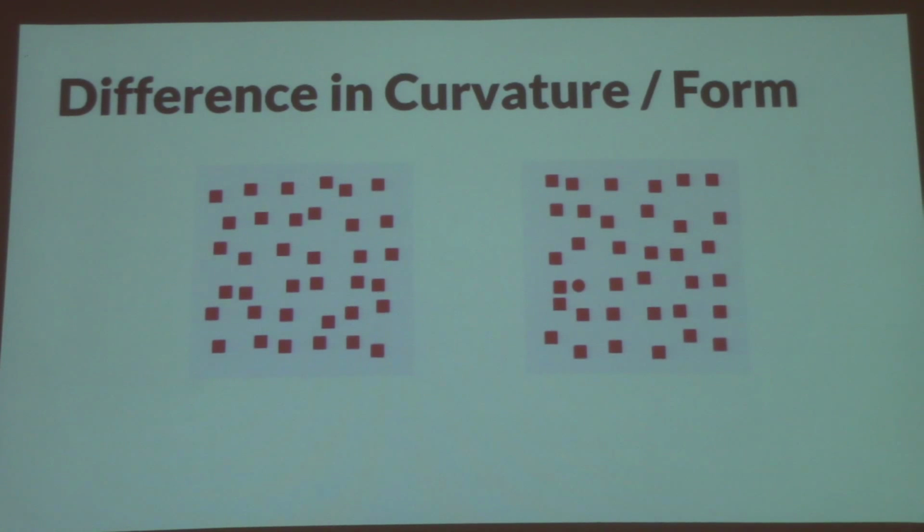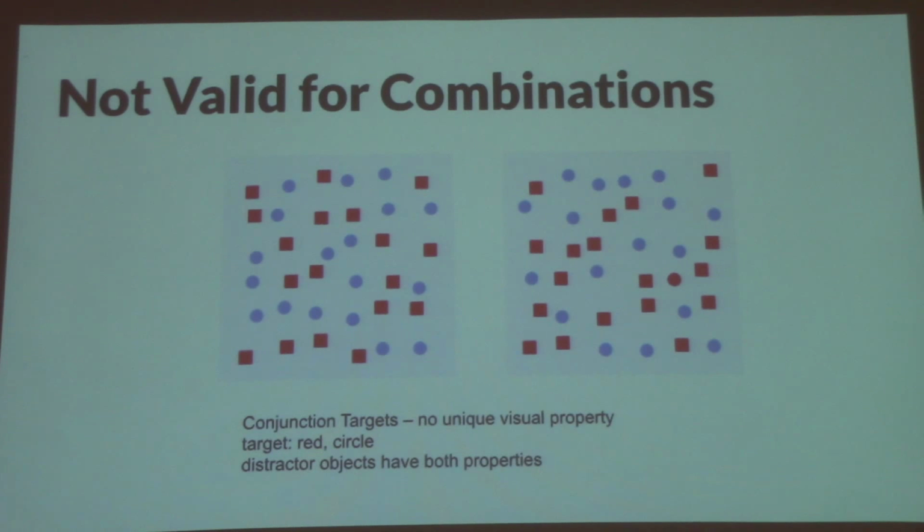This also works for difference in curvature or form, but as you might have noticed, it doesn't work quite as quickly. You were able to spot the circle here, but it took you a little bit longer. But you still didn't have to go through every single rectangle to check whether it is a circle or not. It doesn't work for combinations. So in this case, we're looking for the red circle.